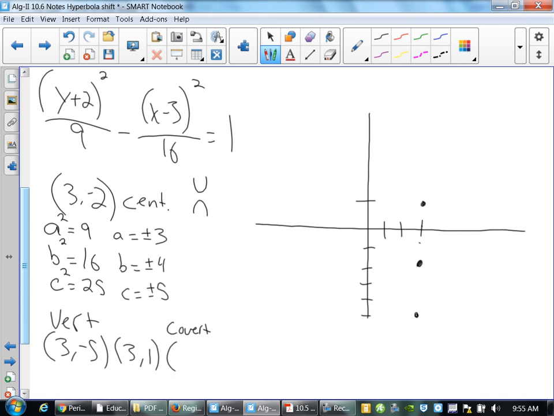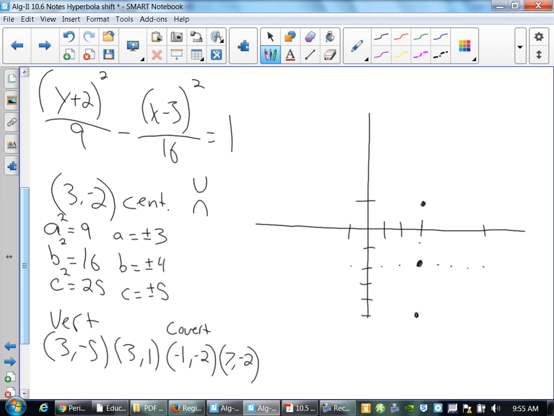Co-vertices, we have to go left and right 4. 1, 2, 3, 4. 1, 2, 3, 4. So that will be at (-1, -2) and (7, -2). Everybody all right with that?